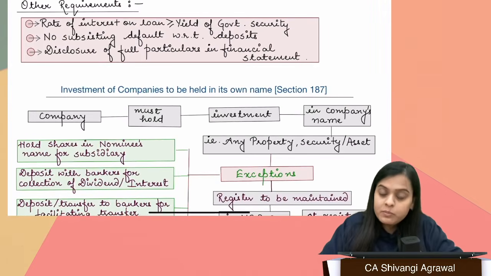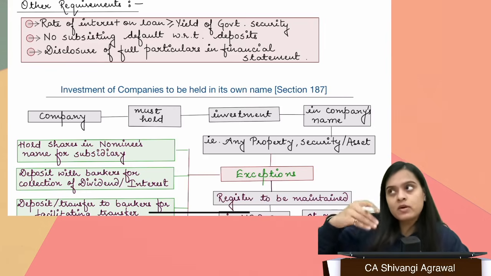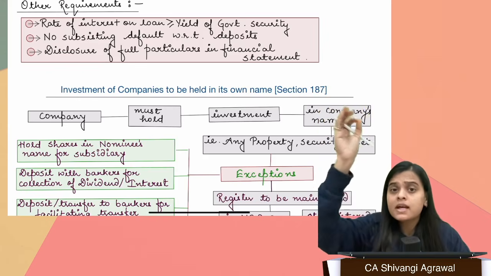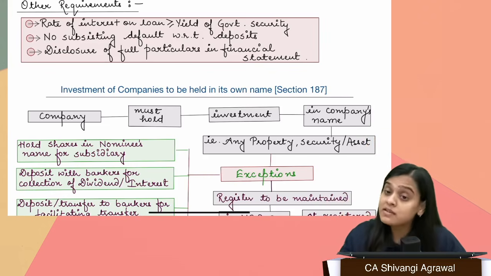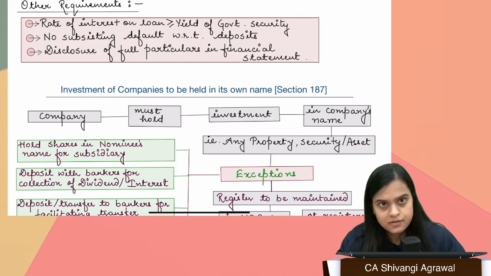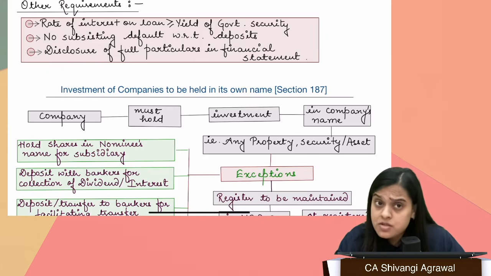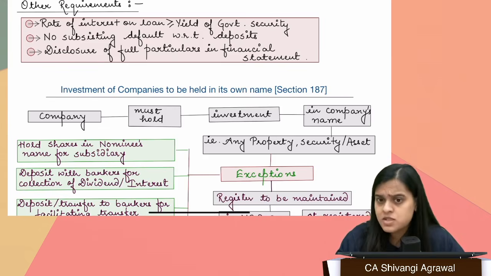Whatever loan you will be giving, maybe to another company, you have to ensure that the rate of interest on the loan, the prevailing yield, cannot be lesser than the prevailing yield of government security. It has to be either equal or more than that. You will disclose all the details in the financial statements, and there are certain exceptions which we have already discussed. A register is going to be maintained and kept at the registered office, which is also going to be open for inspection. Okay, so I hope this is clear.